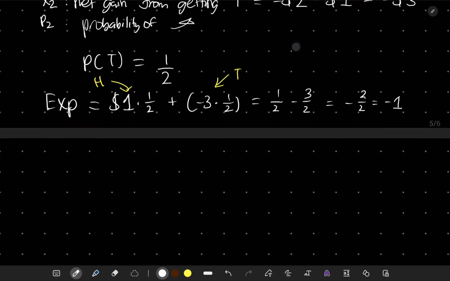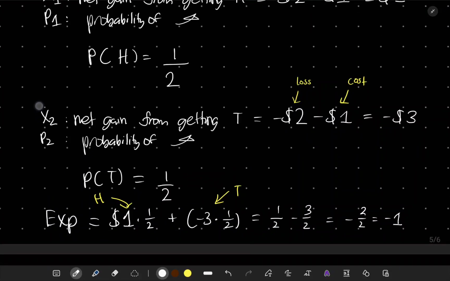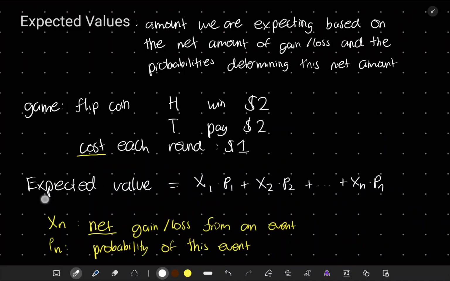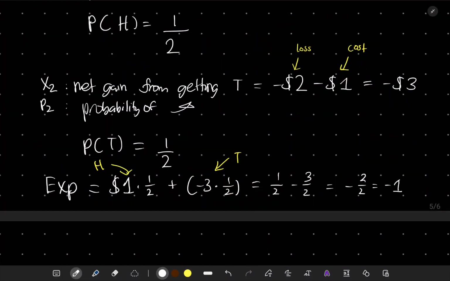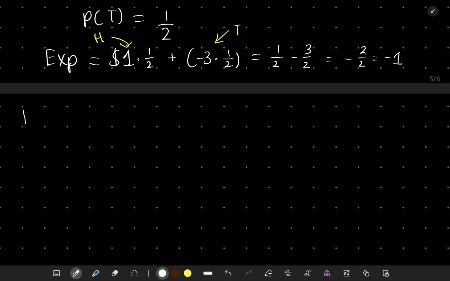So overall, what does this tell us? Well, this expected value means that the more times I play this game, I'll probably determine that my net amount is going to be negative money, right? So if I play this game and I keep on doing it, I'm going to end up with negative money. So what does this tell us? Well, there are 3 things. If the expected value is less than 0, you're probably going to lose money in the long term. So notice that this is in the long term.